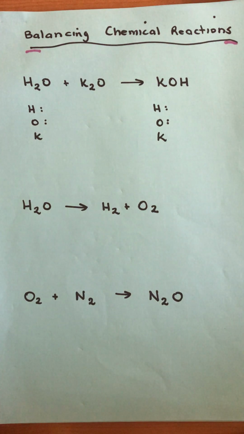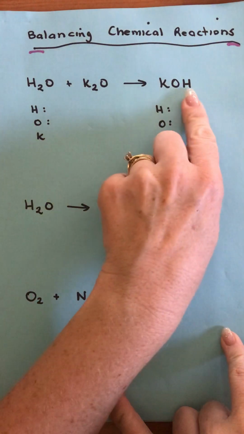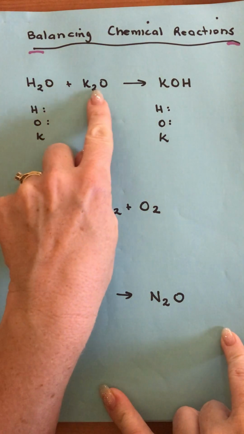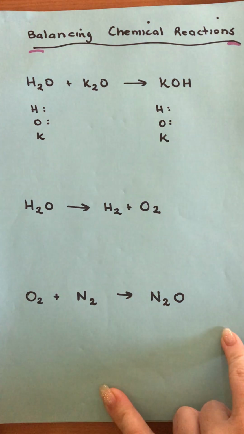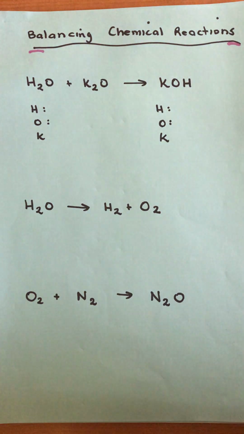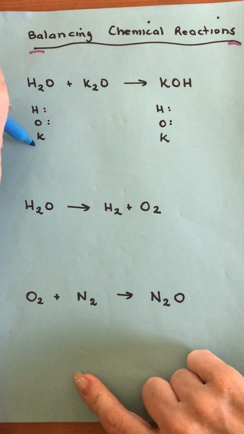Okay, I'm having a look at balancing chemical reactions and how we can do that. So I've got a couple of examples to work through, and I'm going to use the same process each time. So we've got our equation here where we've got H2O plus K2O goes to KOH, and we're wanting to balance that reaction. So firstly, I want to go through and look at how many of each type of atom I have. So I've got hydrogen, oxygen, and potassium.